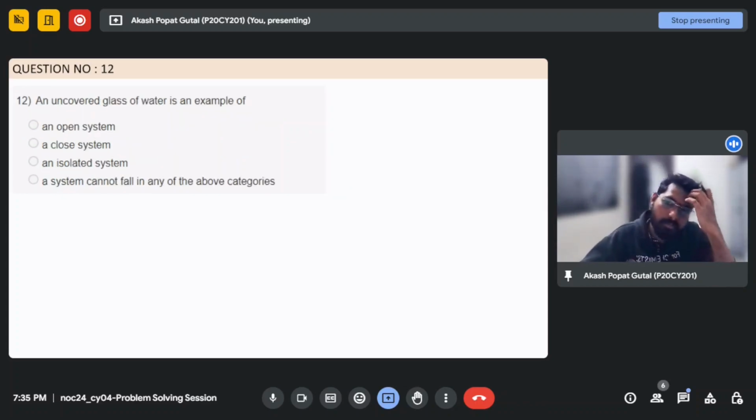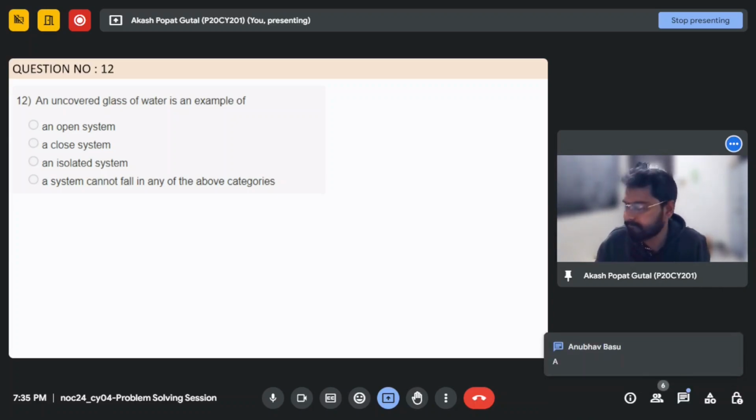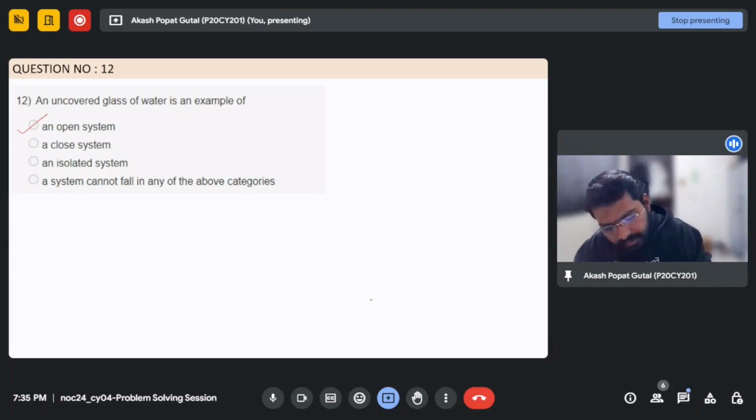So question number 12 is about an uncovered glass of water is an example of an open, closed, isolated system, or a system that cannot fall in any of the above categories. Can you give an answer to this question? Sir, option A. Yes, it is an open system. According to the definition of an open system, heat and mass can be exchanged with the surroundings.